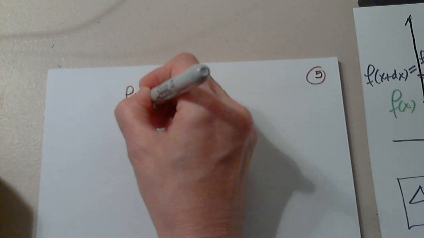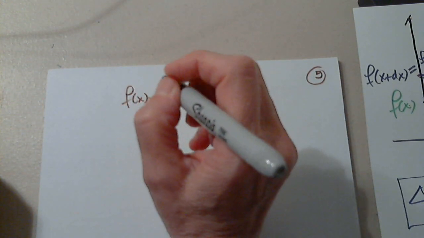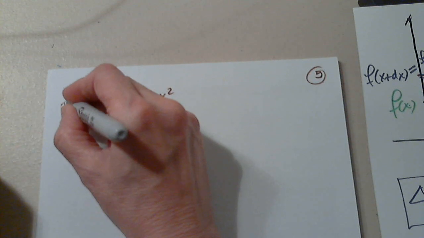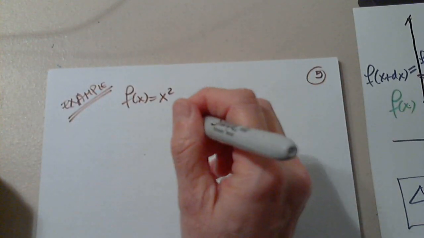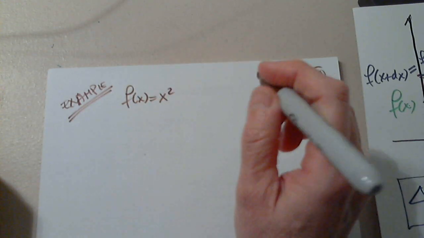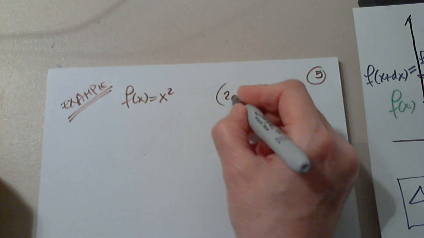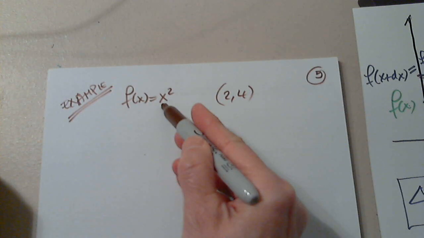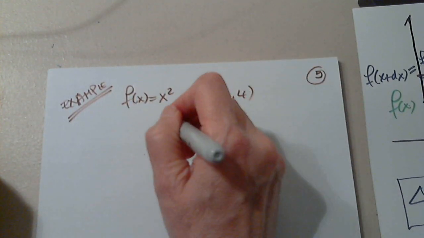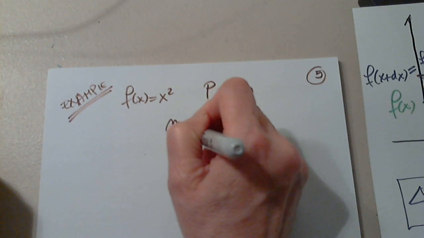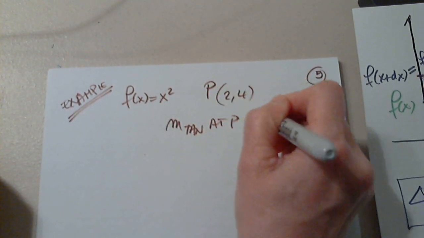Let's suppose we have f of x equals x squared. So this is an example, because I want you to remember this. So let's say f of x is x squared, and let's say the point is 2 comma 4. When x is 2, 2 squared is 4. And we want to find the slope of the tangent at P.